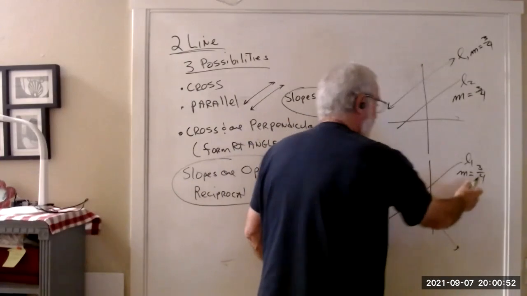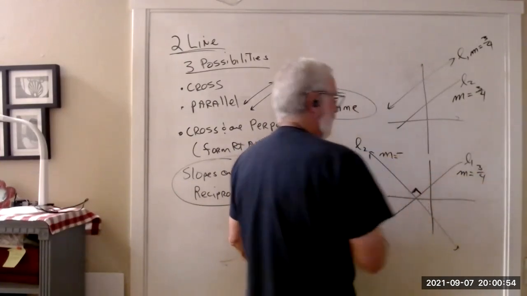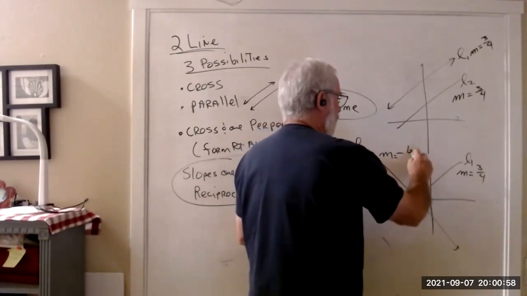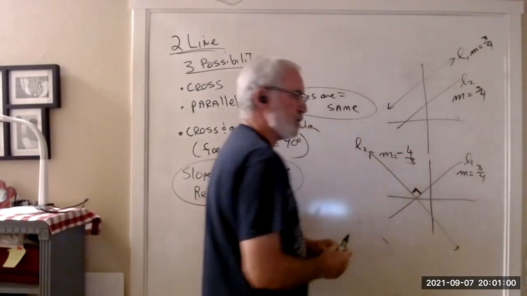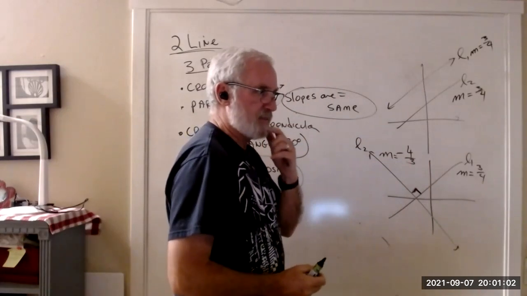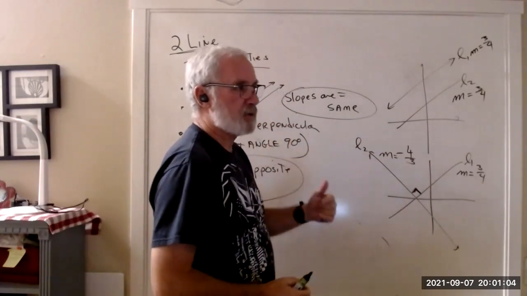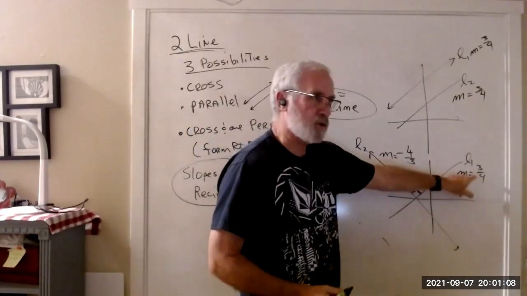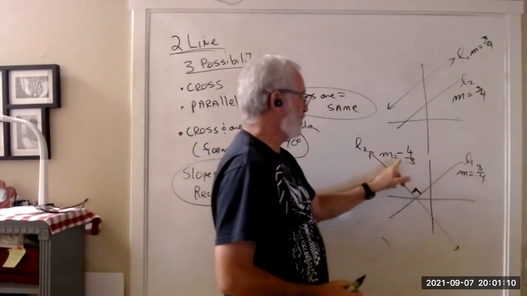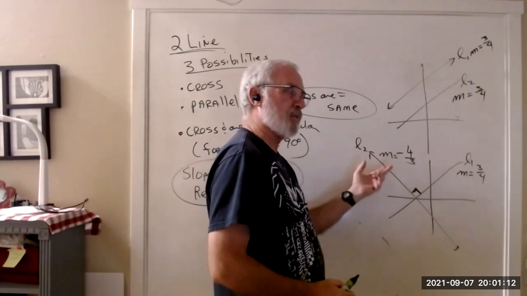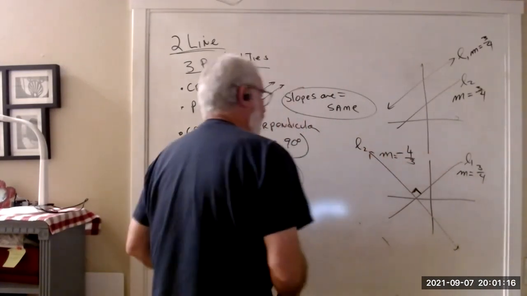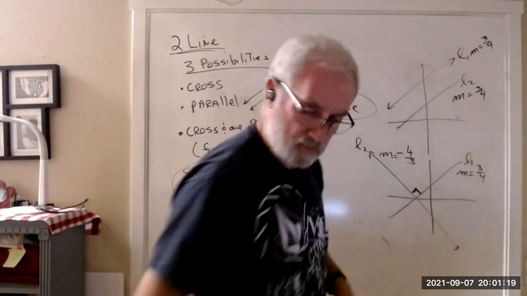If this is positive, this is negative. And reciprocal means to flip it over into 4/3. The slopes are the opposite reciprocals of each other. If this was 3/4, this is its opposite reciprocal.